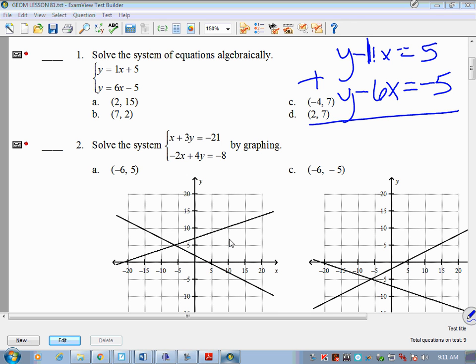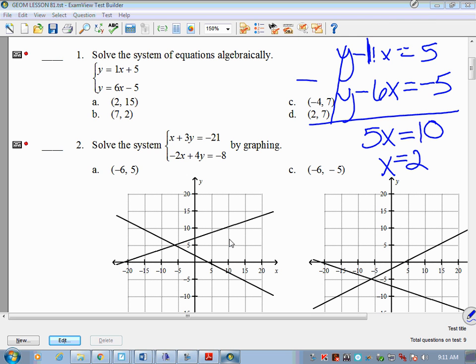Or even subtract, because what we could do here is eliminate our y's. y minus y cancels out. Negative 1x minus negative 6x is what? What's negative 1 plus 6? 5x. What's 5 minus negative 5? 10. What do I do with my 5? Divide on both sides. What does x equal? 2. 10 divided by 5 is 2.